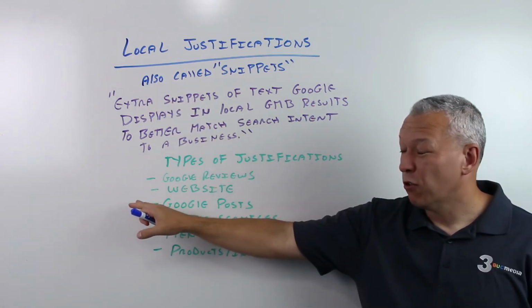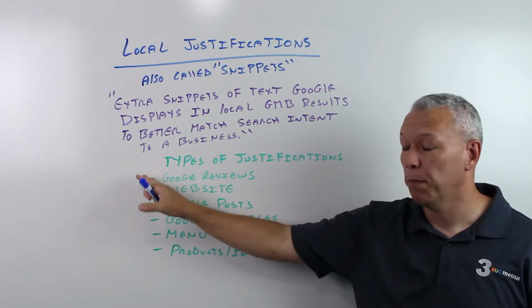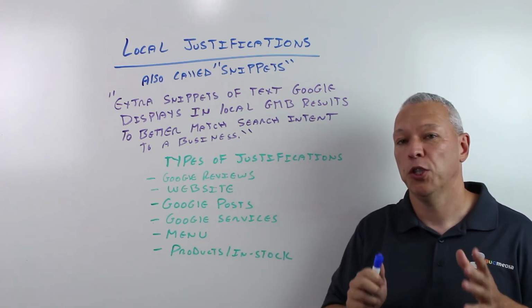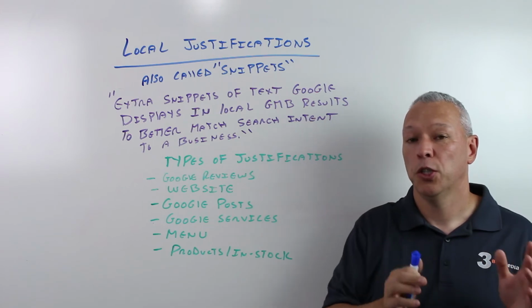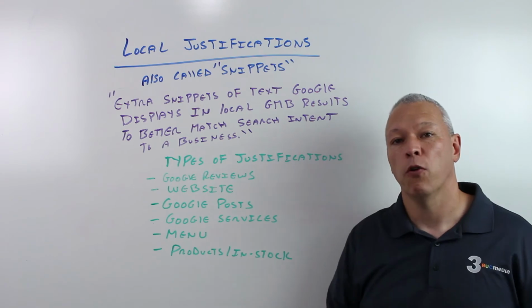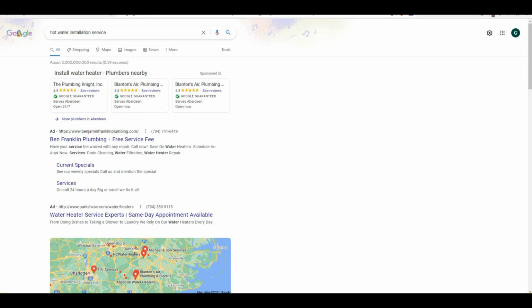So it's a really valuable tool to have, and like I said, there's a lot of different places where Google will grab this information. But let's jump into Google so I can show you exactly what I'm talking about, show you examples, and show you how you can get these justifications to trigger for your Google My Business listing. So now that you know what local justifications are, let's take a look in Google so you can see what they look like on Google, as well as how to do some keyword research so you can get your listing to get triggered with local justifications more often.